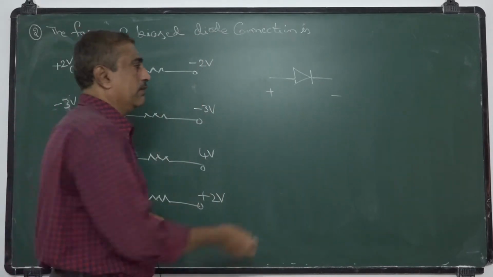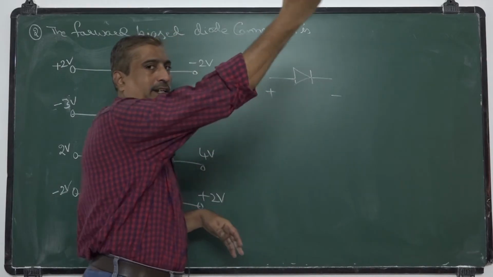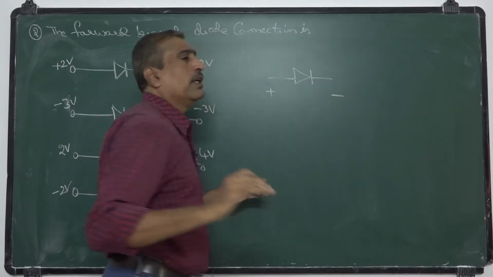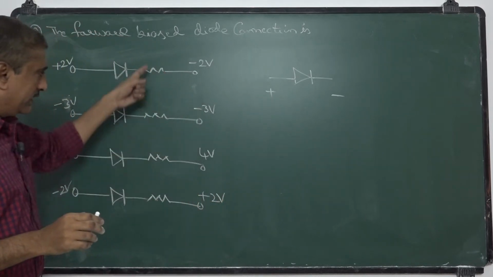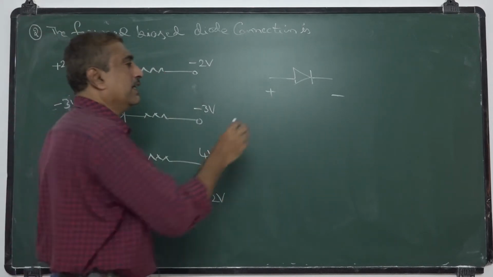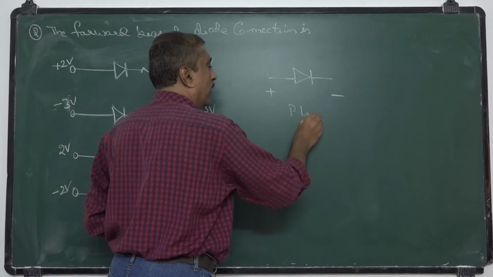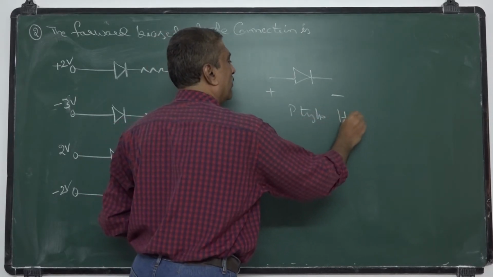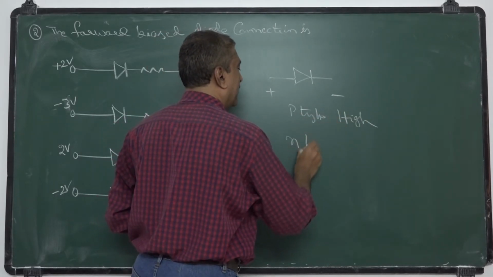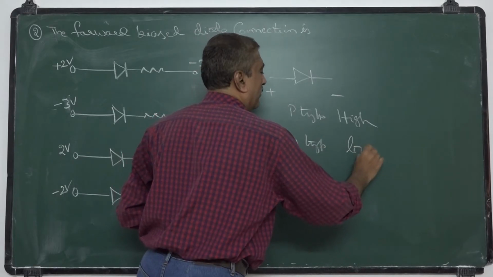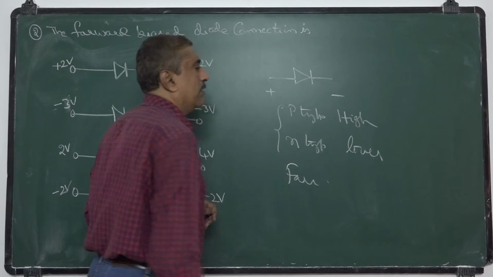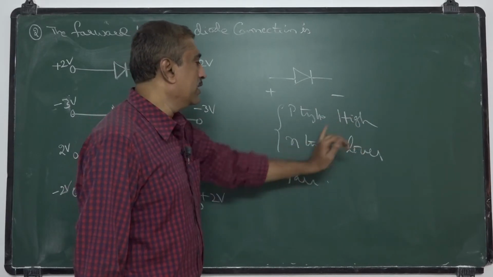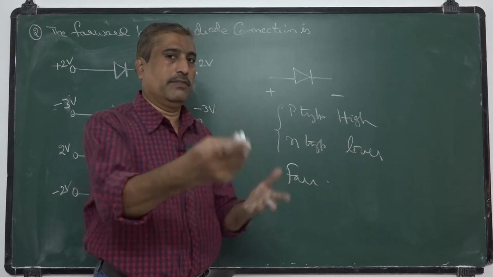But actually positive terminal means it is at higher potential, negative terminal means lower potential. So whenever in this type of problems, you have to consider that this P type is connected to higher potential. You have to remember like this. And N type is connected to lower potential. Then only we will say it is forward bias. Okay, if P type is lower potential and N type is higher potential, then it is reverse bias.